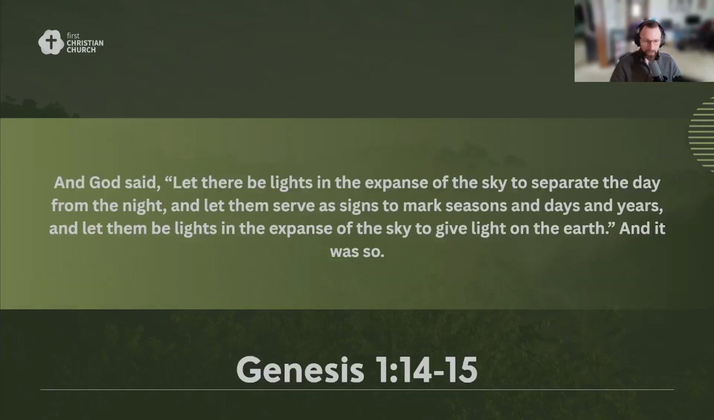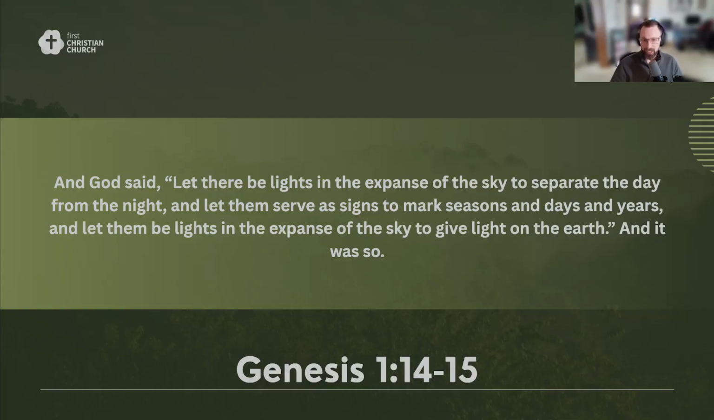I've rambled enough. So we're going to start in chapter 1, verse 14. It says, "And God said, let there be lights in the expanse of the sky to separate the day from the night, and let them serve as signs to mark seasons and days and years. And let them be lights in the expanse of the sky to give light on the earth." And it was so.